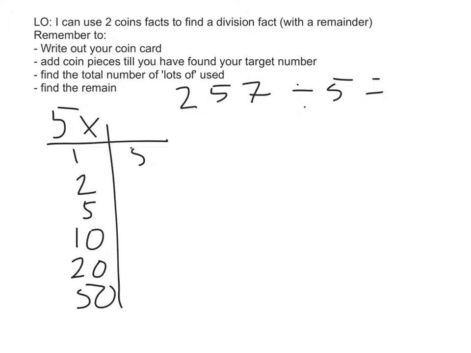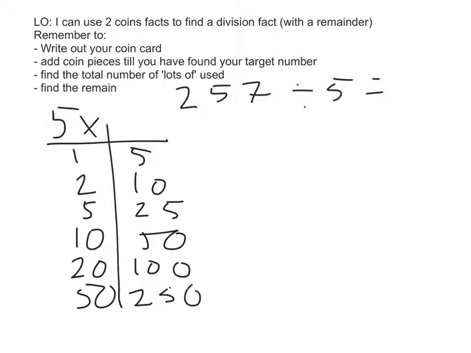5 times 1 is 5, 5 times 2 is 10, 5 times 5 is 25, 5 times 10 is 50. And then using these ones, 5 times 2 is 10, times another 10, bit of smile method there. 5 times 5 is 25, times it by another 10, 250. Okay, so now I've got my coin facts, so now I need to move on to the next step. Add coin pieces till you have found your target number.